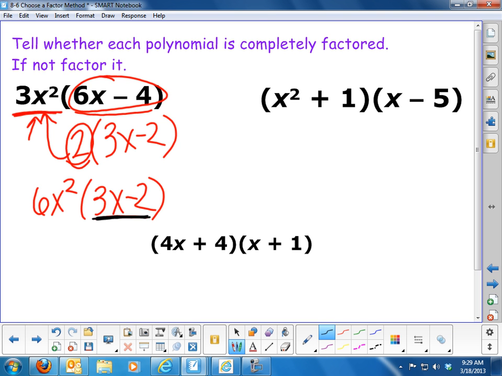x squared plus 1 times x minus 5. You might think this looks like perfect squares. x squared is a perfect square and 1 is a perfect square. But because of that plus sign right there, that is a sum of squares, and we know a sum of squares cannot be simplified. It cannot be factored. So x squared plus 1 cannot be factored anymore. x minus 5 is in its simplest terms. I can't do anything with that. So this is fully factored.